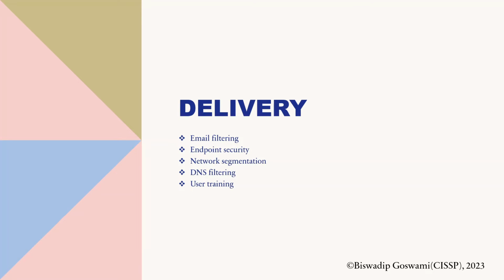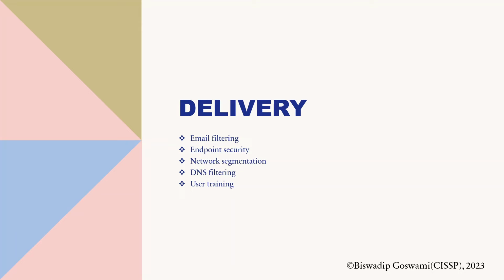The delivery phase of the cyber kill chain refers to the process of delivering a malicious payload to the target system. How do we mitigate the delivery phase of the cyber kill chain? Email filtering. Many cyber attacks begin with a phishing email, which contains links or attachments that, when clicked, deliver a malicious payload to the target system. Implementing email filtering tools that can detect and block suspicious emails can prevent delivery of the payload. Endpoint security. Solutions such as antivirus, anti-malware software, XDR, and EDR can detect and block malicious payloads that are delivered via email or other means.